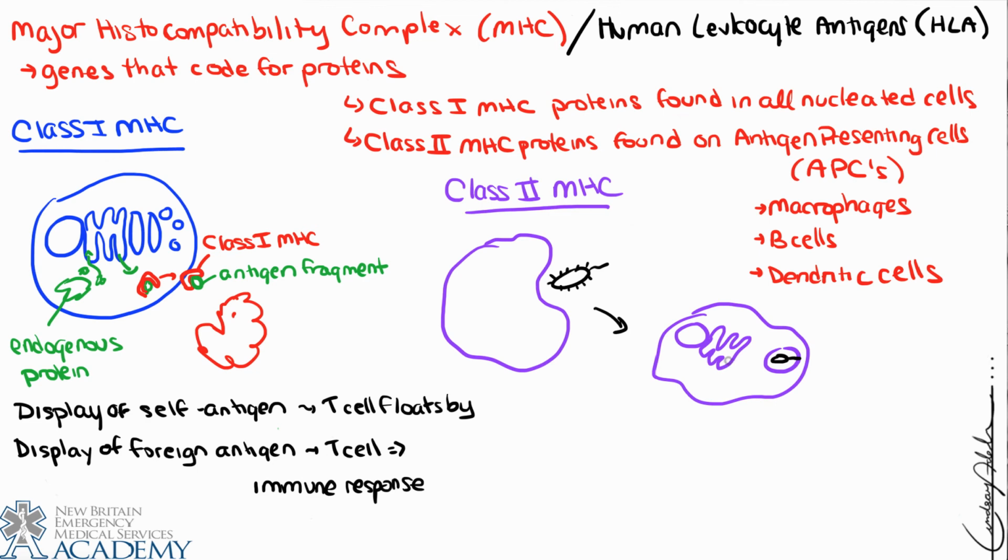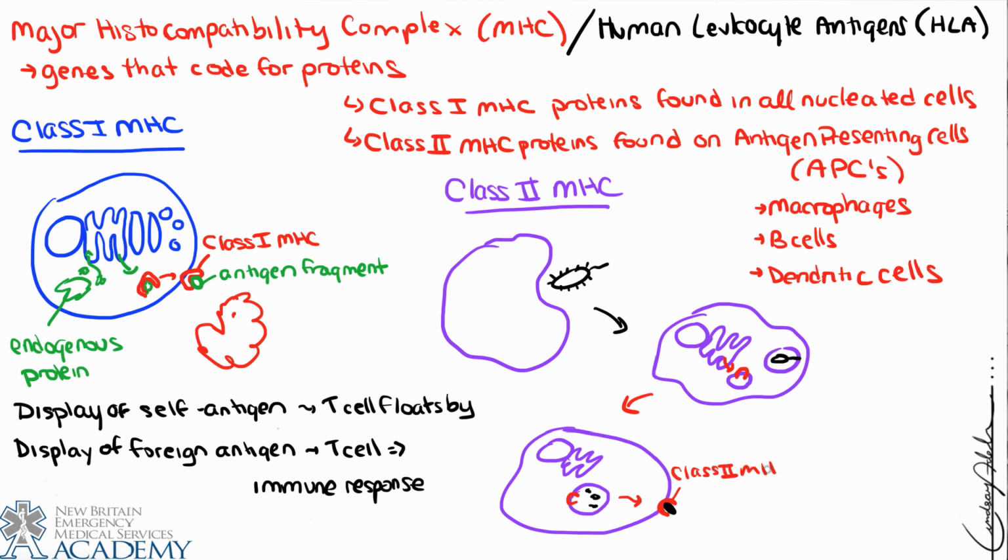And then in this case, we're also going to be producing the class 2 MHC in the endoplasmic reticulum, similar to the class 1. Once it's synthesized, it will be released in the form of a vesicle, and it will fuse with the vesicle that contains the bacterial cell or the bacterial fragments. And then in that newly formed vesicle, a foreign antigen fragment will be inserted into the binding site for the class 2 MHC. And then the class 2 MHC will be taken to the membrane, and then we'll have a display of the antigen fragment that is foreign.